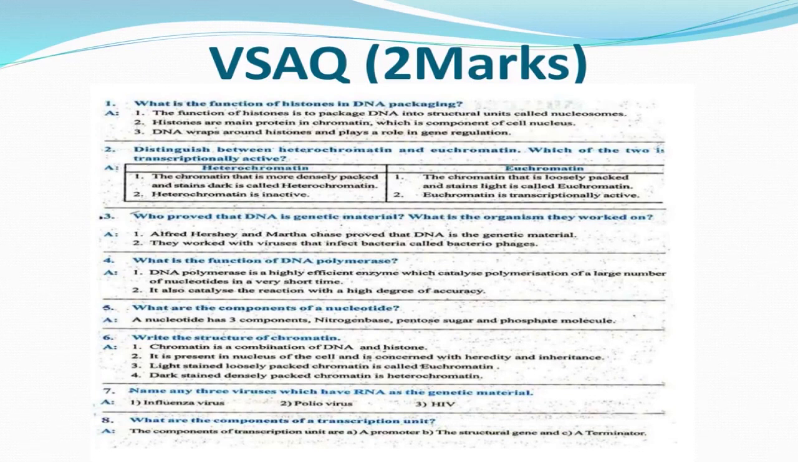So these are the 3 viruses which have RNA as the genetic material. Once again, repeat the answer: influenza virus, polio virus and HIV.